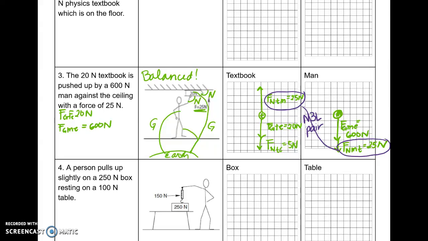And so then our down direction is 600 plus 25. That means the floor, it's a normal force on the man by the floor, is happening at 625 newtons.